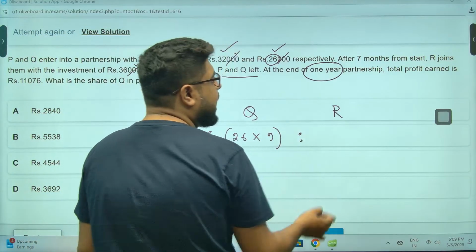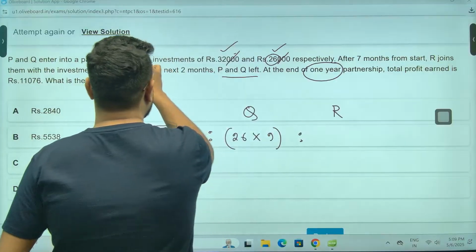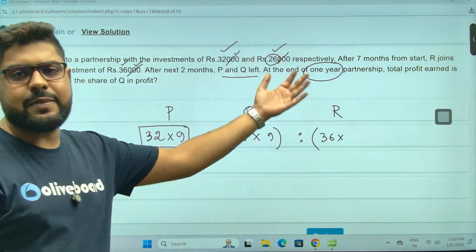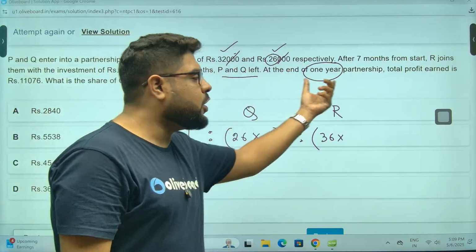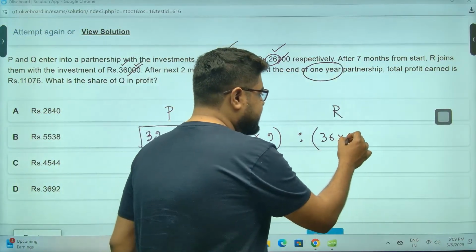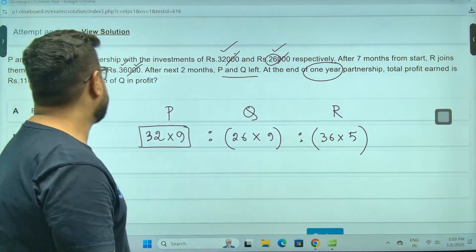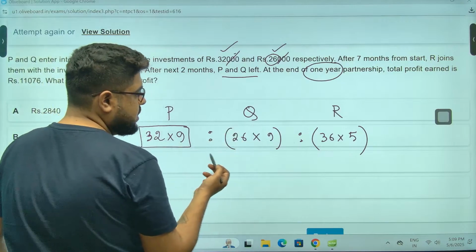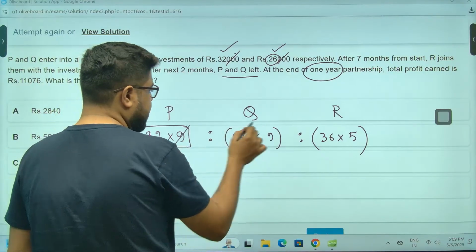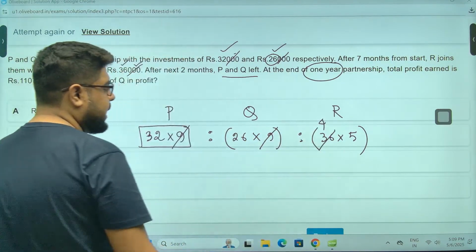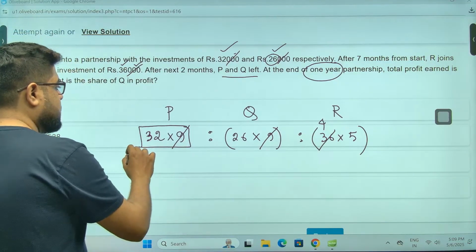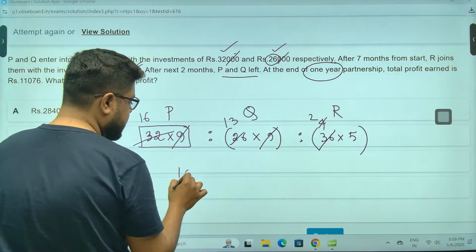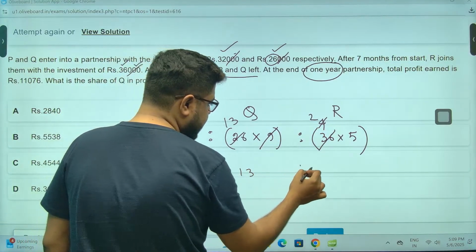R joined with 36, but for how many months? After 7 months R joined. That means R's money, out of total 12 months, was there for 12 minus 7, that is 5 months. That is your ratio. Let's see if we can cancel something. 9 to cancel, 9, 9. Another 2 will go. 2 16s are 32, 2 13s are 26, 2 2s are 4. So the ratio becomes 16 : 13 : 10.